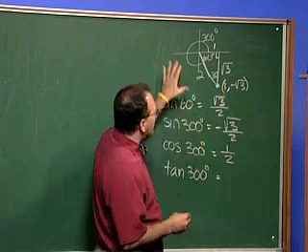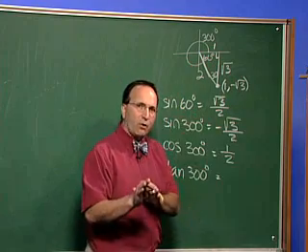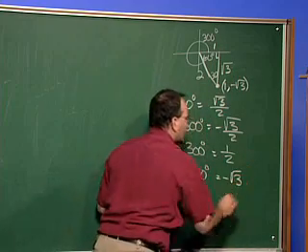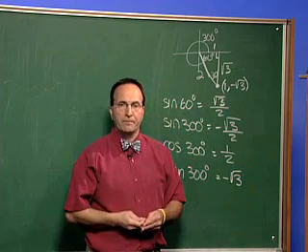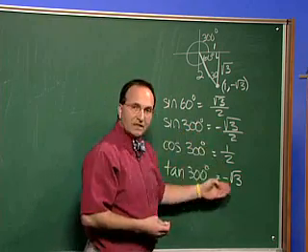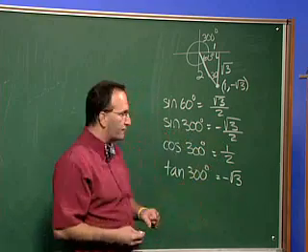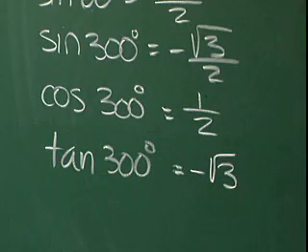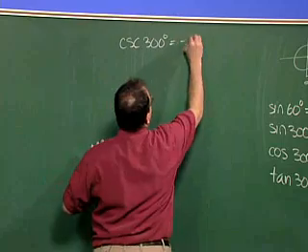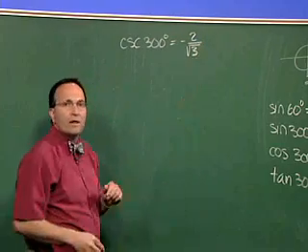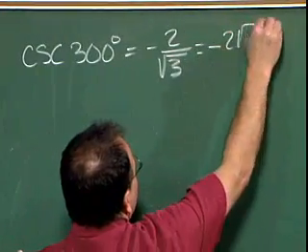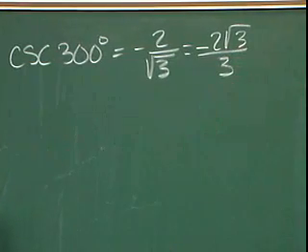But again, in this particular case, tangent is negative in quadrant 4. So it's negative the square root of 3 over 1, or in other words, just negative square root of 3. Well, for the 3 reciprocal functions, we can simply take the reciprocal of these. And so for cosecant of 300 degrees, it's equal to negative 2 over the square root of 3. We need to rationalize that denominator. So that would be negative 2 square roots of 3 over 3.